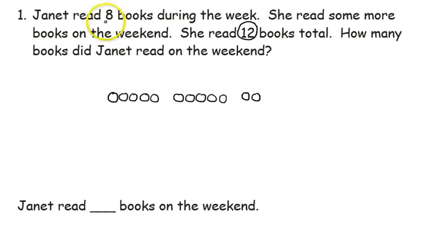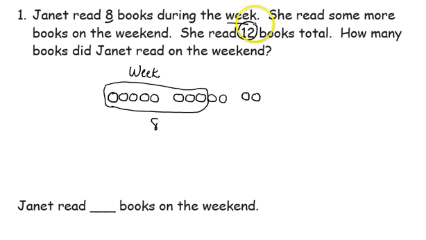Now let's circle the 8 books that she read during the week. So we'll start by circling 5 and 3 more, and I'll put a label on that. Those are the 8 books that she read during the week. That means everything else would count for the books that she read on the weekend. So we'll label that, and you can see that there are 4 books then that she read during the weekend.